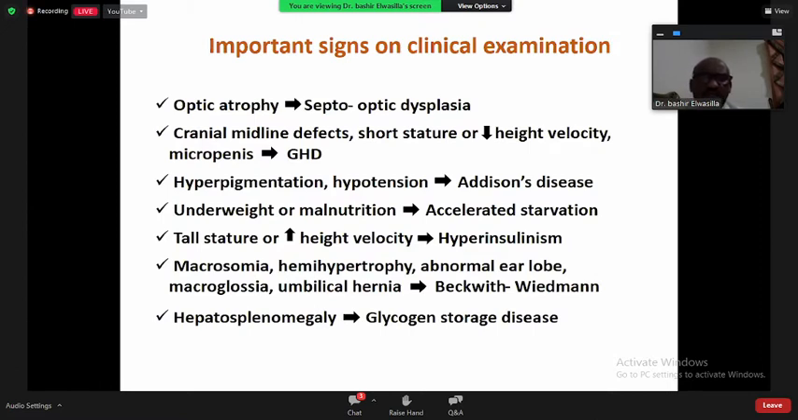Tall stature or increased height velocity usually goes with hyperinsulinism, macrosomia, hemihypertrophy, and abnormal earlobe, like transverse ear crease, and macroglossia, umbilical hernia. That will tell you about Beckwith-Wiedemann syndrome. And you have to look definitely for hepatosplenomegaly because it's an important sign in glycogen storage diseases.